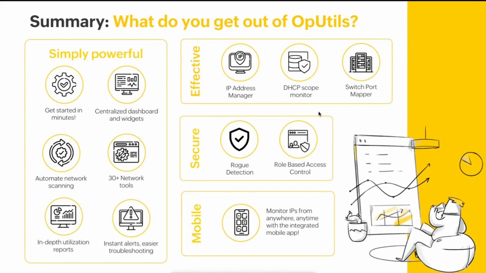We then have the OpUtils mobile app. Having all these capabilities doesn't mean that you will have to be stuck at your workplace. With the OpUtils mobile app, all you have to do is integrate your iOS or Android version of the app with your on-premise deployment so that you can monitor your IPs from anywhere, anytime. That gives you complete flexibility in how you manage your IP address space. And that's a very quick summary of OpUtils.